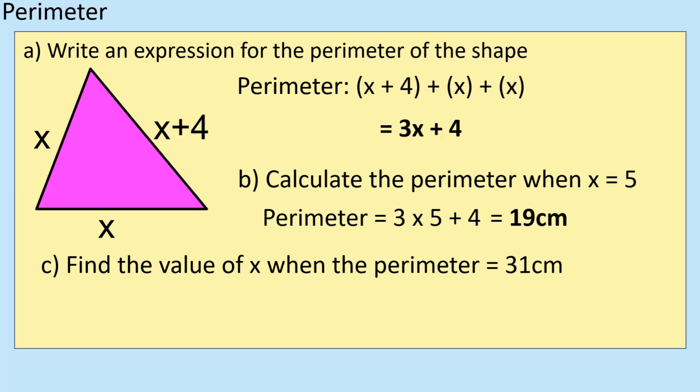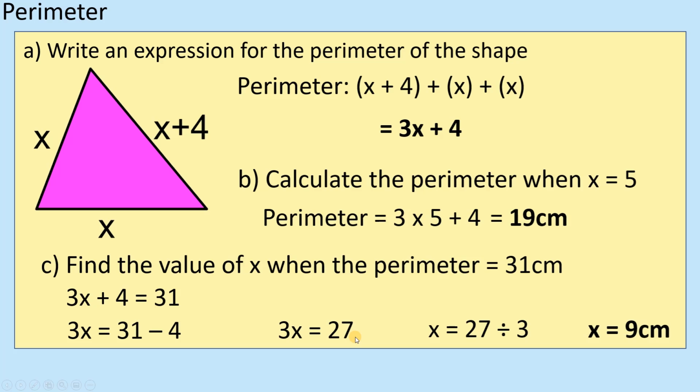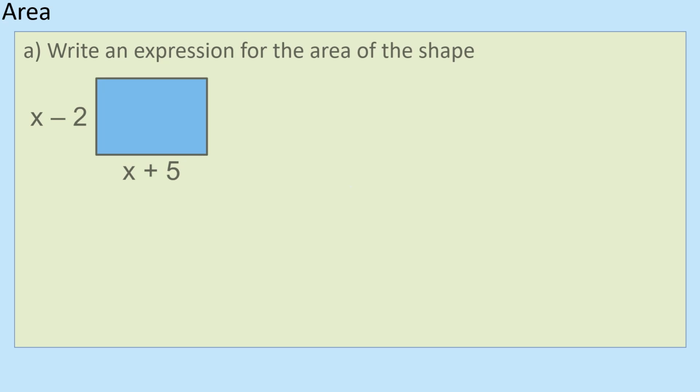Find the value of x when the perimeter is 31. This is the bit where you've got an expression for perimeter, and they've given you the answer, so you form the equation. 3x plus 4 equals 31. So 3x equals 31 take away 4, and therefore 3x is 27. Then divide by 3, and that's going to give you x is 9. Right, let's look at one final example.